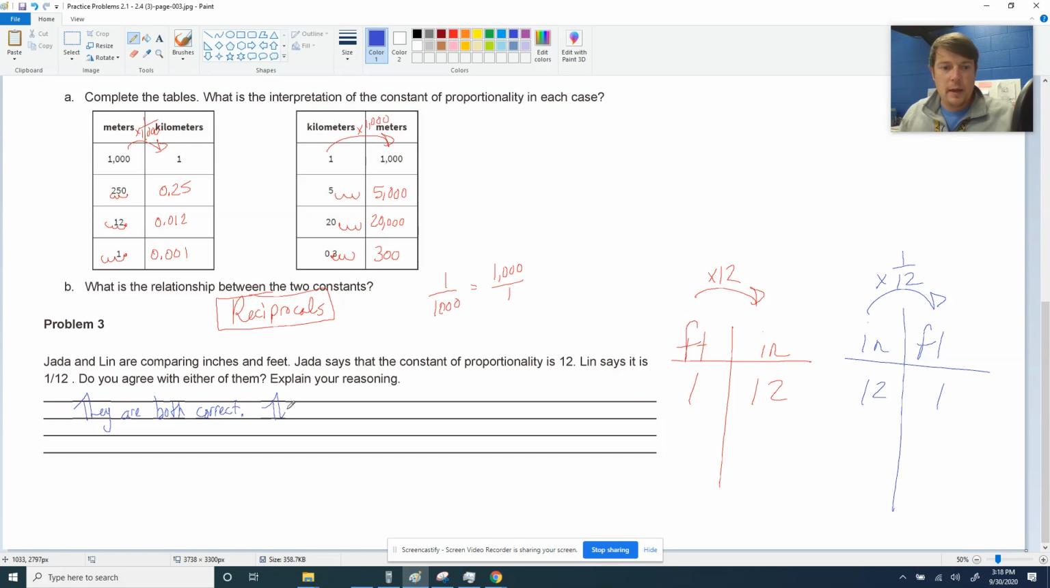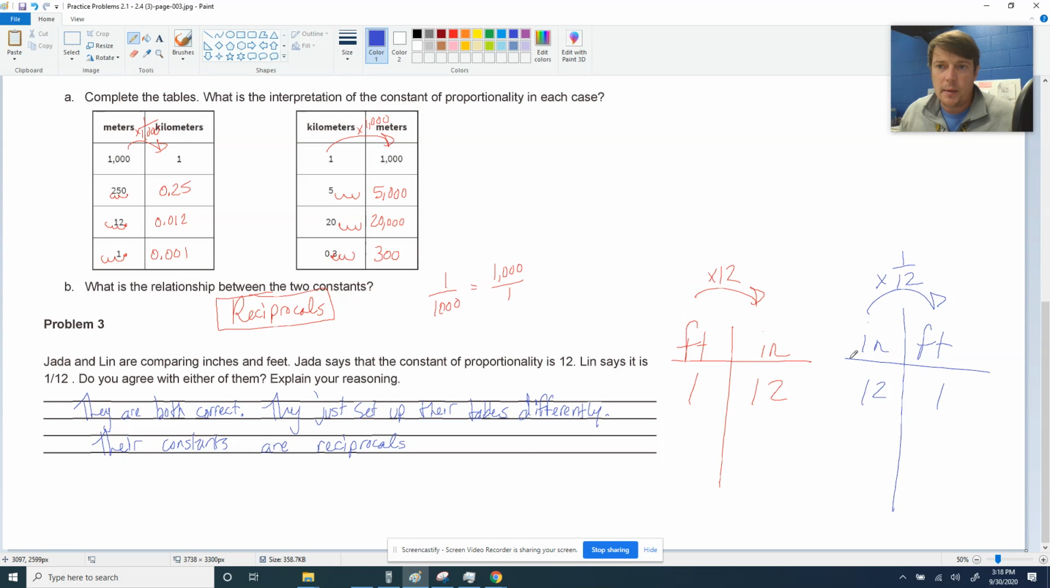They just set up their tables differently. I mean, their constants are reciprocals. They're reciprocals to one another because they just swapped the units with one another, and that happens. Your constant really depends on the way you set up your table. So if your table is set up differently and you switch those around, yeah, sure, you could have a different constant, but it's still the same relationship between the quantities. You just have it backwards. It was one compared to the other.